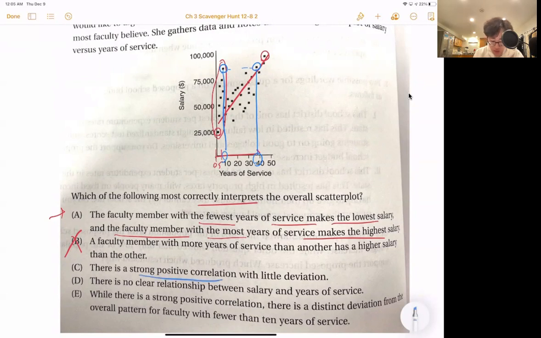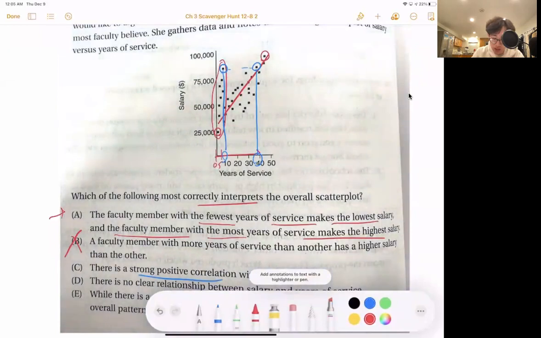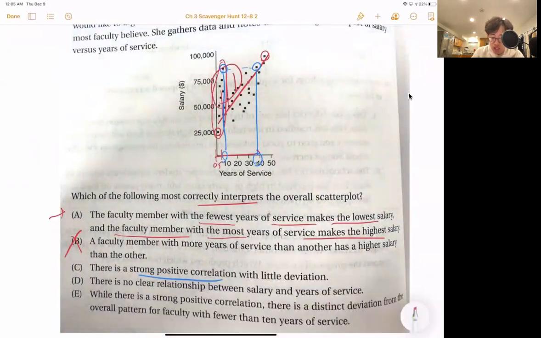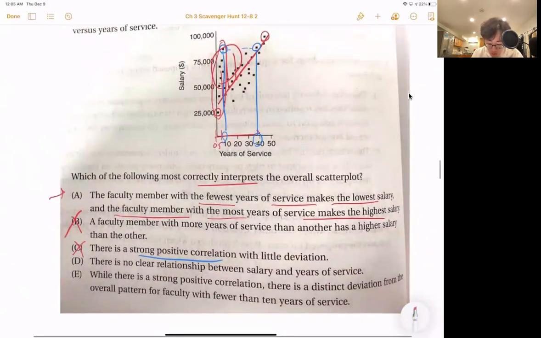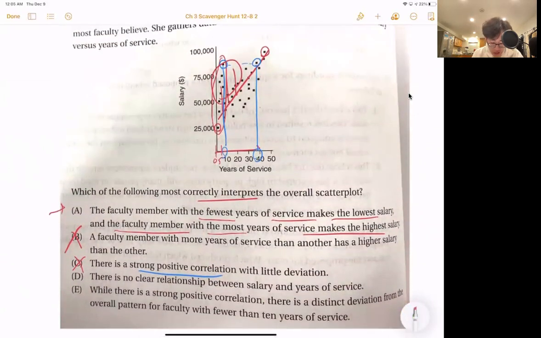C: there's a strong positive correlation with little deviation. This is not a strong positive correlation. I will not agree with that at all because I see so many different residuals. I would consider it moderate, if anything. D: there's no clear relationship between salary and years of service. No, there is technically a relationship. There is a positive correlation, but it's just not strong. E: while there's a positive correlation, there's a distinct deviation from the overall pattern for faculty with fewer than 10 years of service.